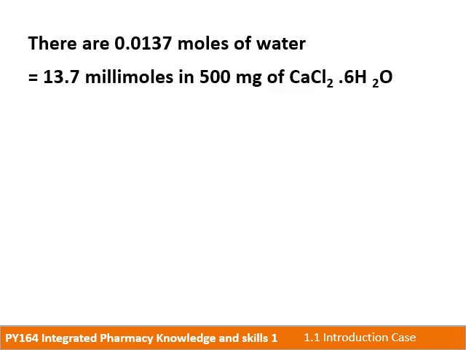Another way we can express that is to bring in a new term for you, and that's millimoles. In the same way as we can convert from grams to milligrams, we can convert moles to millimoles. And often that's a more useful expression for us when we're talking about the type of quantities we use in drugs. So in this case, we multiply by 1,000, which gives us 13.7 millimoles of water in 500 milligrams of the calcium chloride.